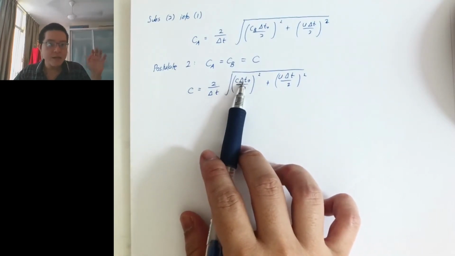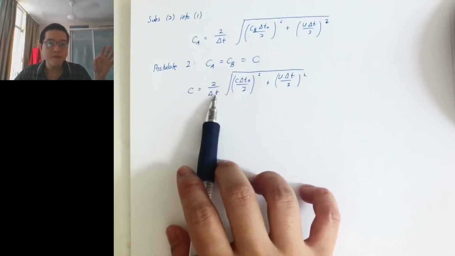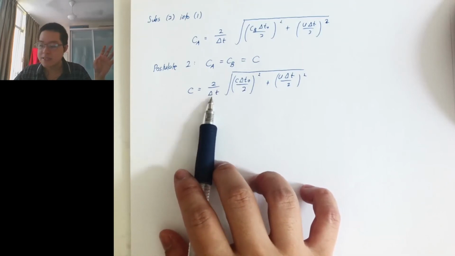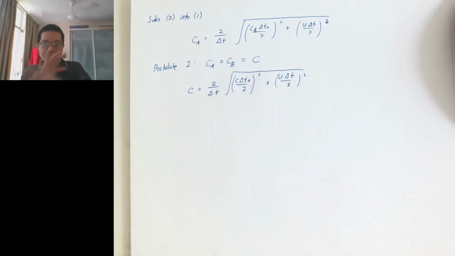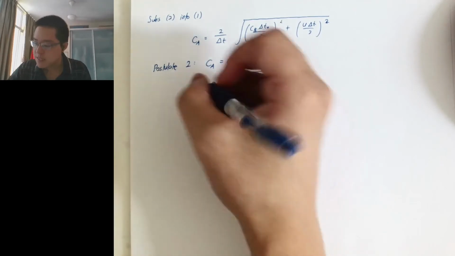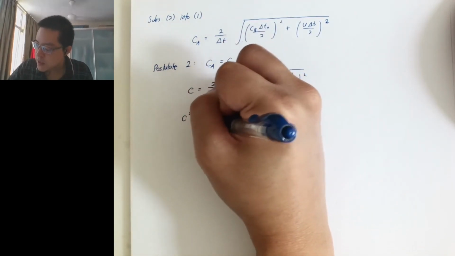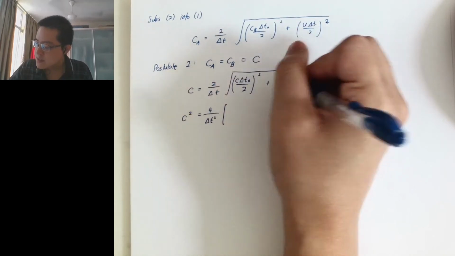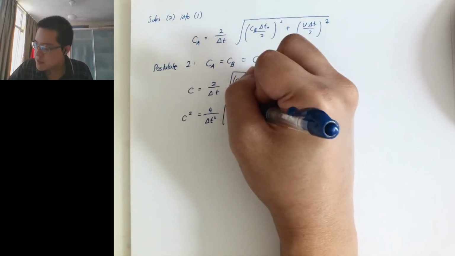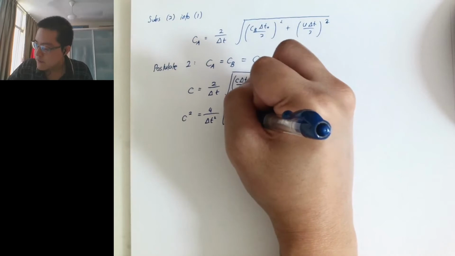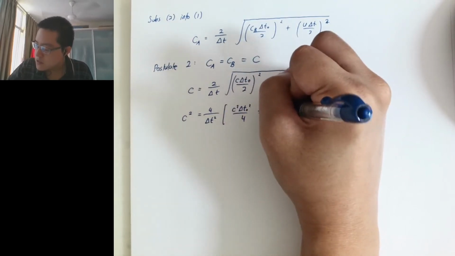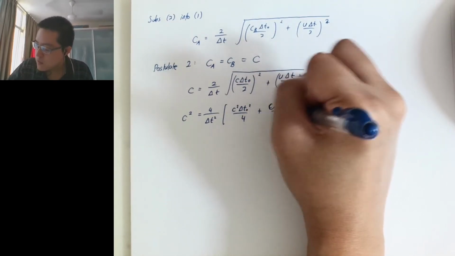So this is the time interval of Bob, this is the time interval of Alice, and the time interval of Alice appears in two places. So let me just simplify this equation. I'm going to square both sides. Squaring both sides, I got this over 2 delta t squared, and then opening the square and simplifying, I got c delta t over 4 plus u squared delta t squared over 4.